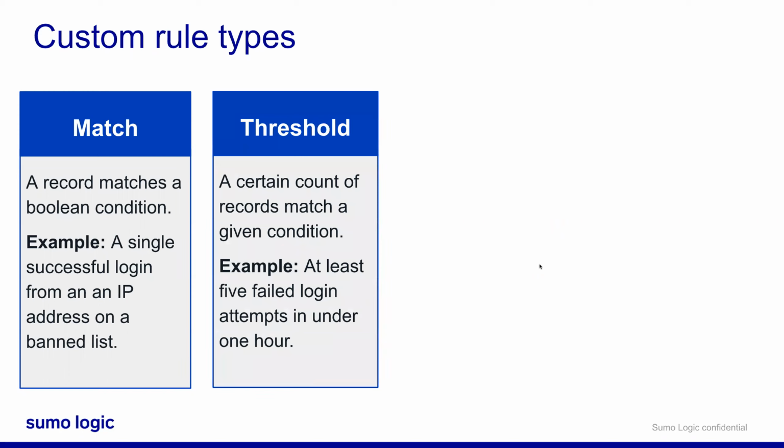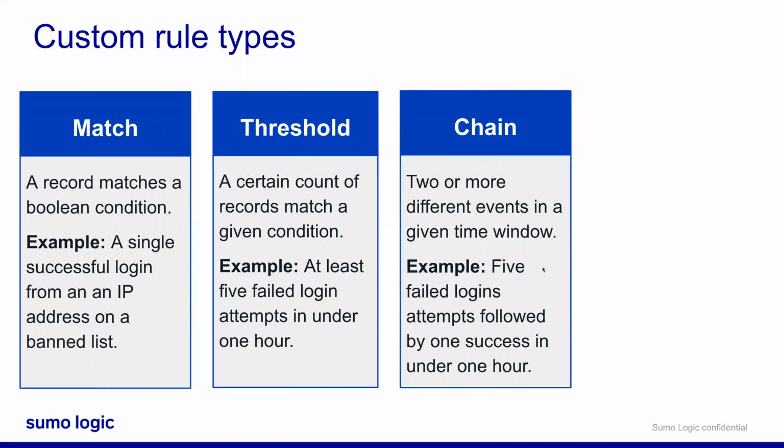Now, a threshold rule, a little more complex. Threshold rules are going to be triggered when a match is found a certain number of times. So for example, if 1 failed login attempt is acceptable, but 5 is not, then a threshold rule would fire after the 5th failed login attempt. Chain rules. These are going to fire when certain different events happen in a certain time window. For example, if you want to look for 5 failed login attempts followed by 1 successful login within 1 hour, then you'd use a chain rule.